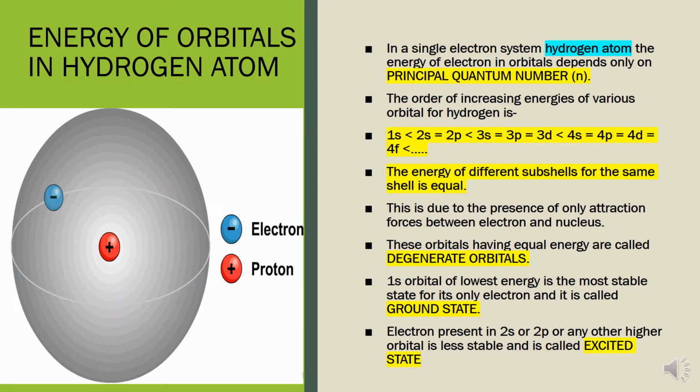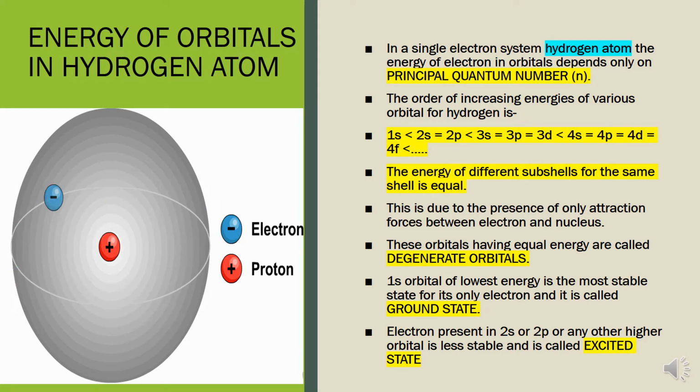So this unique pattern of energy levels is only for the hydrogen atom. And here you can see that all subshells that belong to a particular shell have similar energy. And orbitals that have similar energy are called degenerate orbitals.